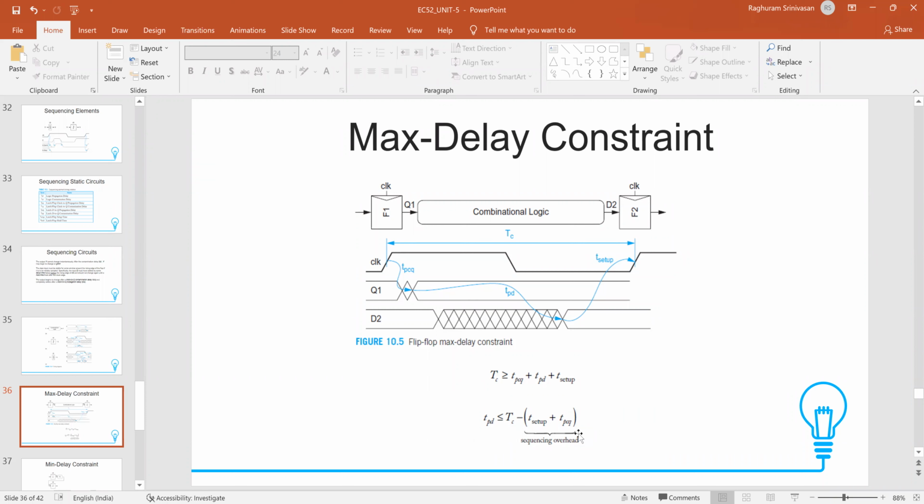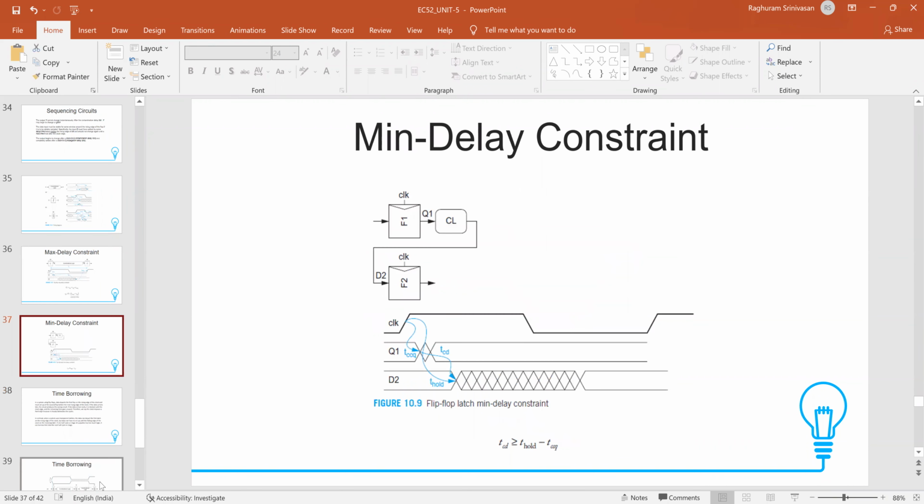So this particular equation gives us the maximum delay for our combinational logic block, TPD, the maximum propagation delay. This is called the max delay constraint. Okay. So similarly, we can have a min delay constraint.